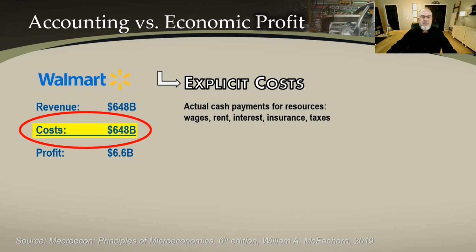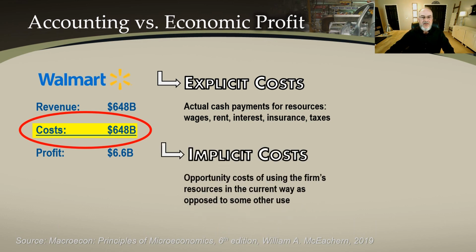There are explicit costs. These are the actual payments that we make running our business for the things that we need to buy. So when we're buying our labor, we're paying wages, the rent, capital to buy equipment, insurance, interest on loans, and all that. That's stuff that we're actually writing checks for and we can count every year.